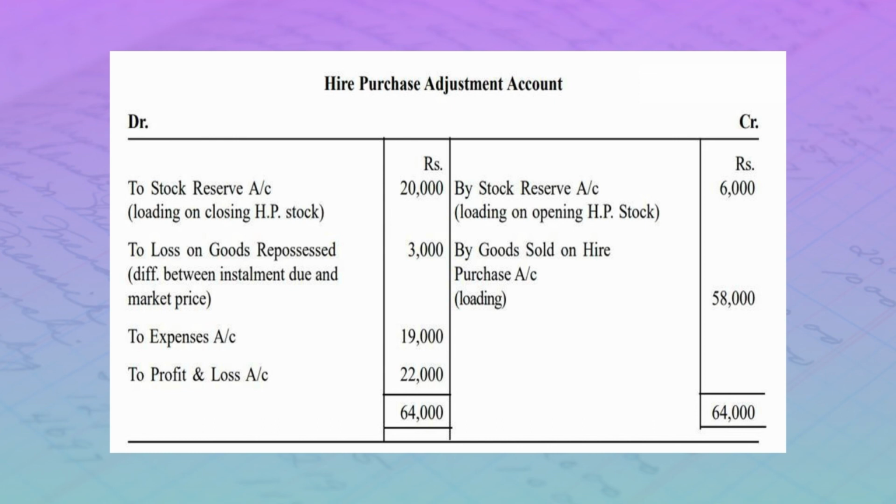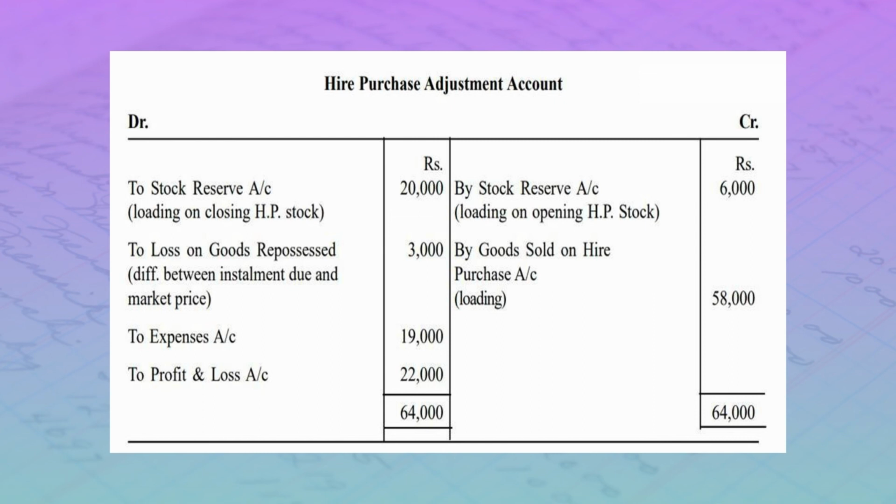By goods sold on hire purchase, this is the amount of loading, 58,000. So what was the amount of goods sold? 1,74,000. The loading is one-third. So one-third of 1,74,000 is 58,000. So totally it is 64,000.